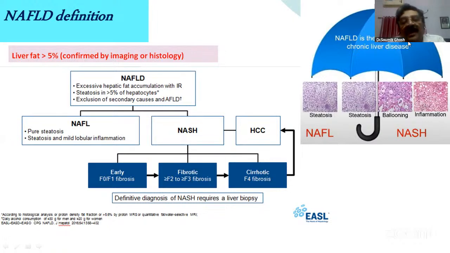It can be divided according to the stage of NAFLD. The mild one is just pure steatosis, and there may be mild lobular inflammation, not that prominent in the liver biopsy. So it is non-alcoholic fatty liver only. When there are inflammatory changes, it becomes NASH, that is non-alcoholic steatohepatitis. Thereafter it progresses to fibrosis, and that can lead to hepatocellular carcinoma also. So early fibrosis, fibrotic changes, and cirrhosis all start with the accumulation of fat, that is steatosis, of more than 5% in the hepatocytes.